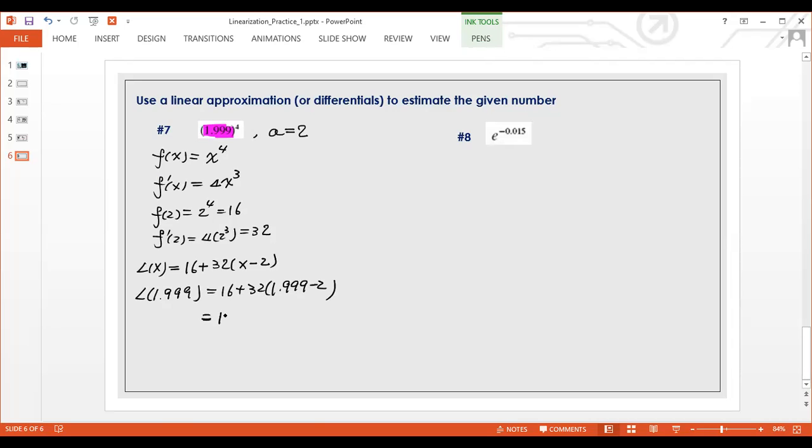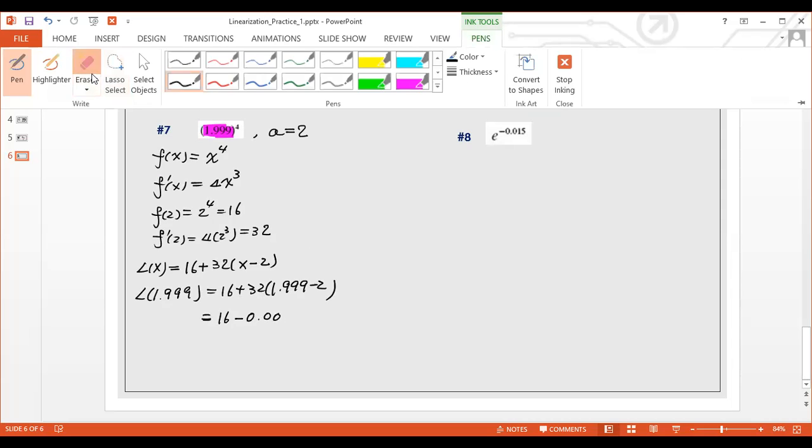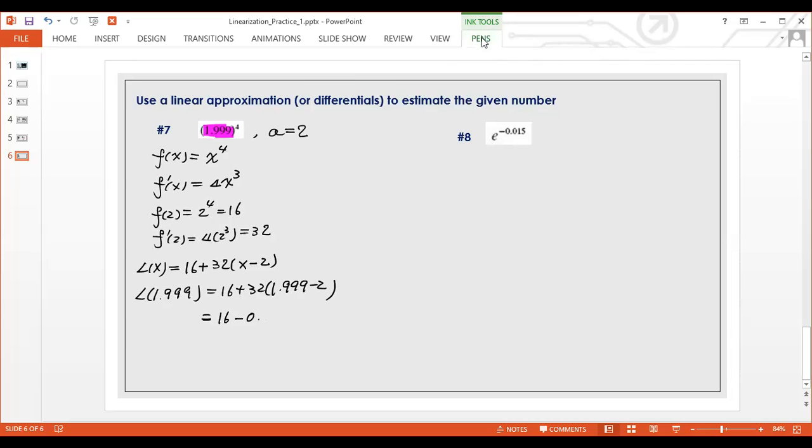Okay, so now this is negative 0.001, right? So this will be 16 minus 32 times 0.001. So this will be 0.032. Okay, so now I will get 15.968.